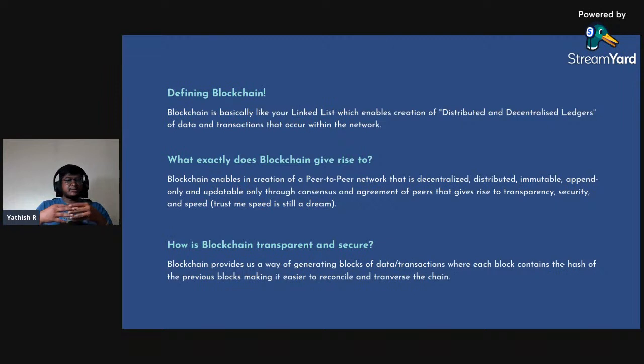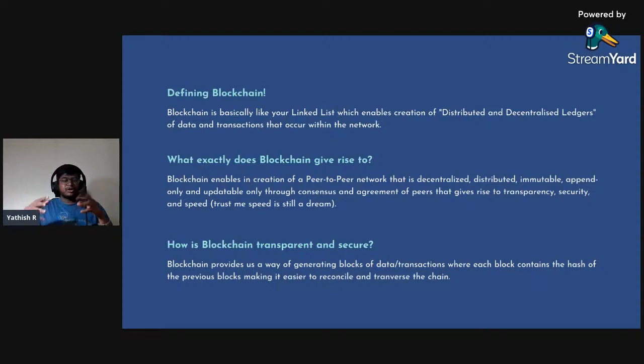So we say that it's a peer-to-peer network that is decentralized, distributed, immutable, append only, and updatable through consensus and agreements, which give rise to transparency, security, and speed. These are the biggest jargons that anybody will start using when you ask them what is blockchain. They say peer-to-peer, immutable, append only, and there are a lot more words that come into this.